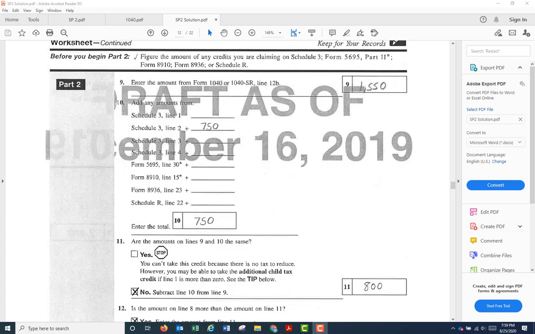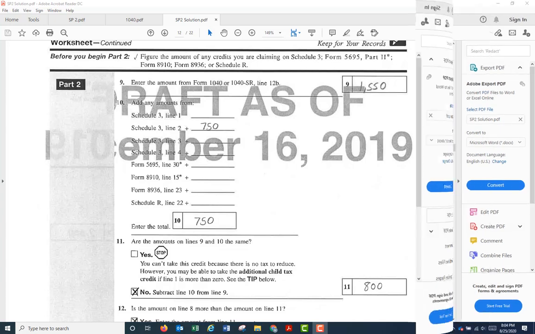So line 9, we have to input the amount from Form 1040 line 12B. And line 12B is the tax liability, $1,550. And then in line 10, we list out all of the credits that are being used and applied to this tax liability before applying the child tax credit and the additional child tax credit to this remaining tax liability.